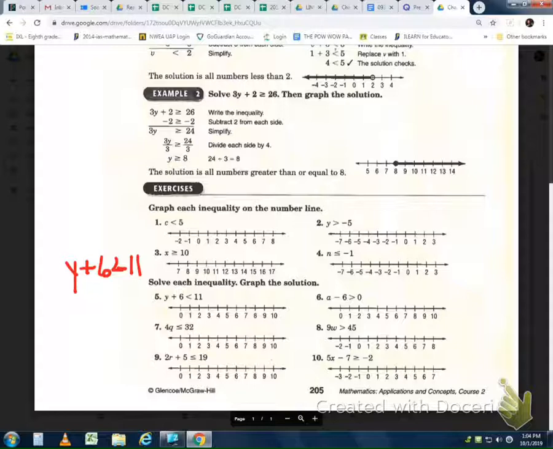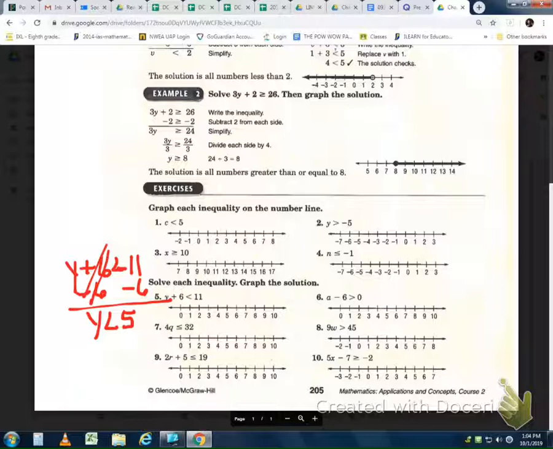I've got y plus 6. I want to get rid of those 6. What do I do? How do I get rid of that plus 6? What's the opposite of addition? Subtract. So subtract 6 on both sides. Everybody write this down, please. So we get rid of that 6. So y is less than 5.